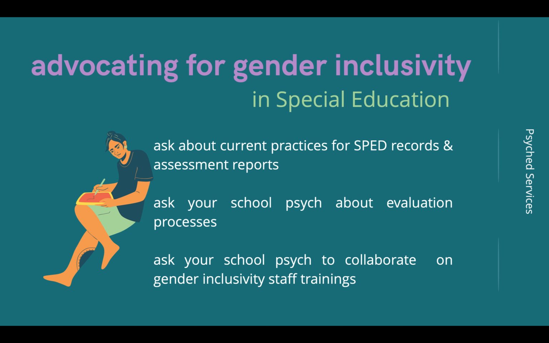So it's a good time to review those things, see what the processes and policies are, and ask your school psych about evaluation processes and how they are handling gender when they are working with students and writing reports. And school psychs are great resources. Many school psychs are very well equipped and eager to help collaborate on things like staff training. So definitely check in with your school psychs if that's a need to see if they might be willing and able to help with that.